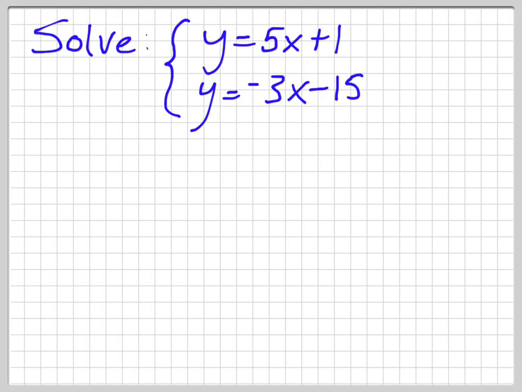This one is on solving a linear system using substitution. So I've got three examples here, three slightly different examples that I think will take care of pretty much anything you might see when it comes to solving using substitution. So this is the first example I have here.